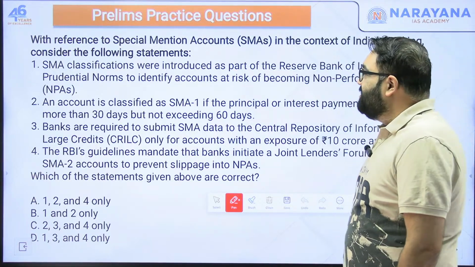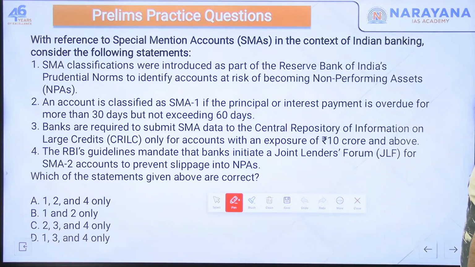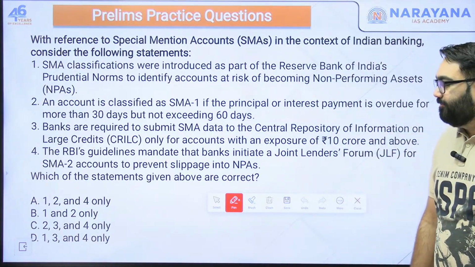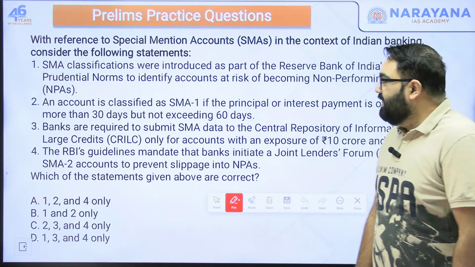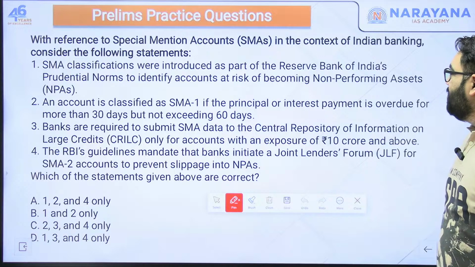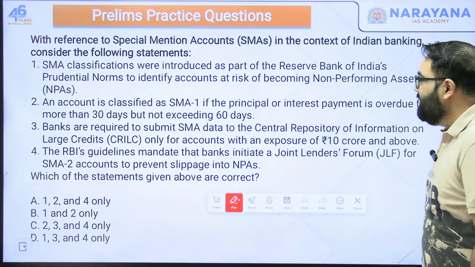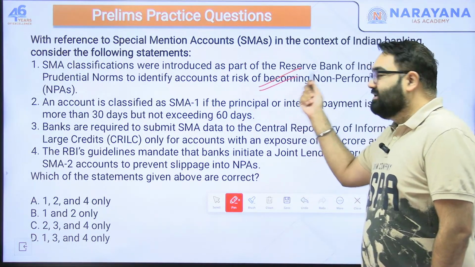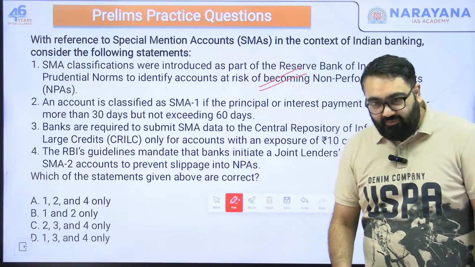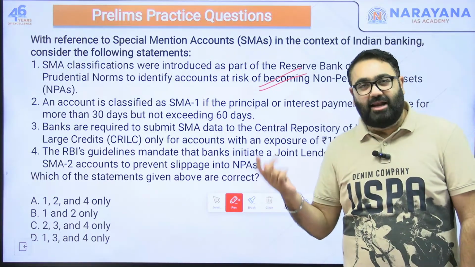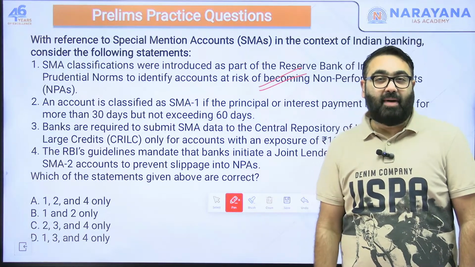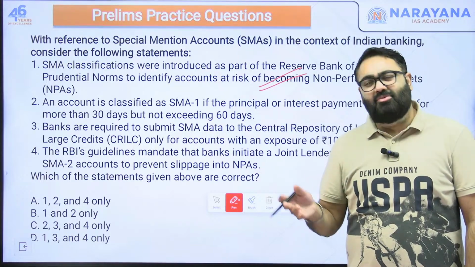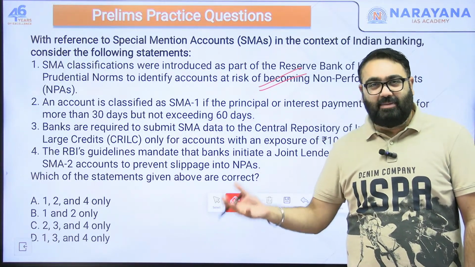With reference to special mention accounts, SMA, in the context of Indian banking, consider the following statements. Number 1. The SMA classifications were introduced as part of RBI's prudential norms to identify accounts at the risk of becoming NPAs. That is correct. We discussed that is the purpose of special mention accounts: before the account goes into a mode where it is NPA, 90 days have passed, money is not coming back, identify those initially so that action can be taken over them, so that the banks can start negotiations.